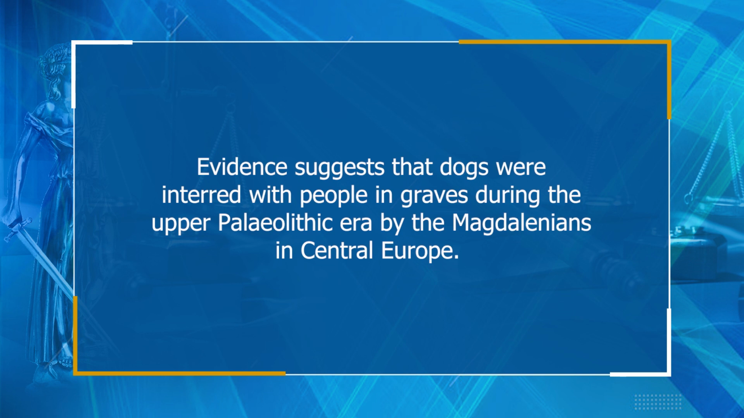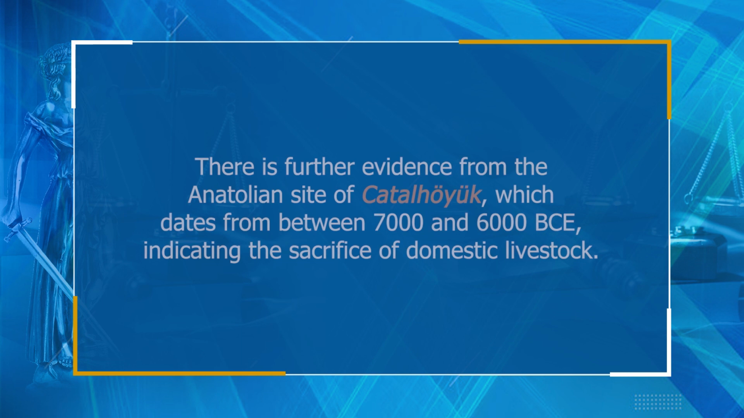Evidence suggests that dogs were interred with people in graves during the Upper Paleolithic era by the Magdalenians in Central Europe. There is further evidence from the Anatolian site of Catalhoyuk, which dates from between 7000 and 6000 BCE, indicating the sacrifice of domestic livestock. Evidence of domestic dogs being used as sacrifice animals has been discovered in the Danube region's Lepenski Vir and dates to roughly 5000 BCE. These results do imply that human domestication of animals may have included some form of sacrifice.